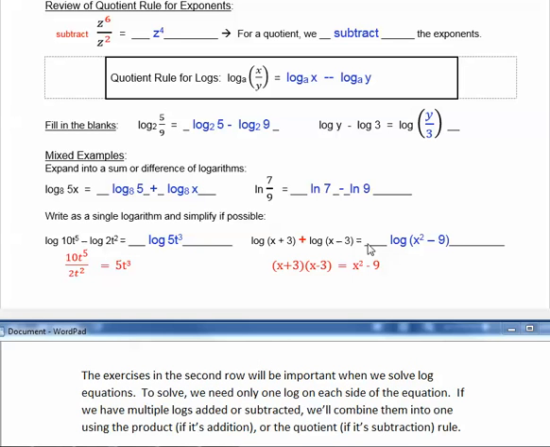The exercises in the second row will be important when we solve log equations. To solve, we'll need only one log on each side of the equation. If we have multiple logs added or subtracted, we'll combine them into one log using the product rule if it's addition, or the quotient rule if it's subtraction.